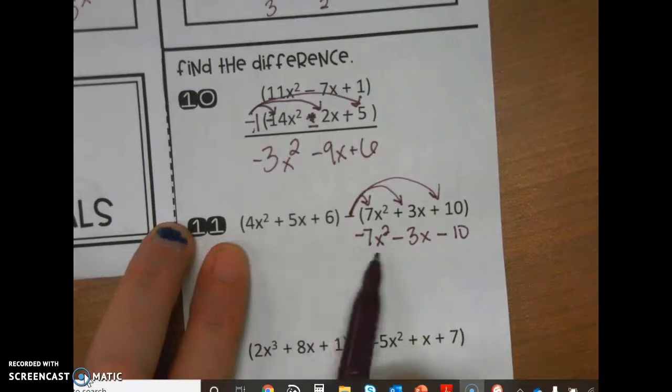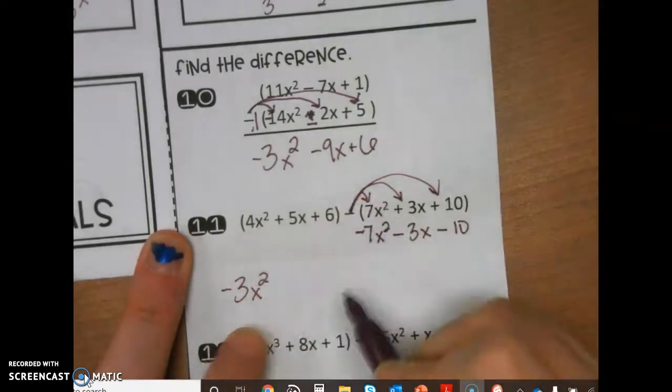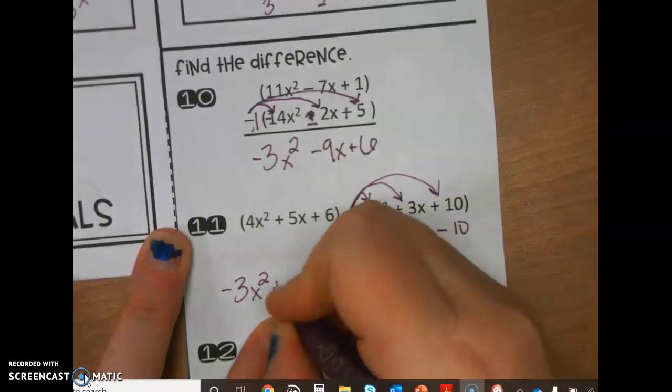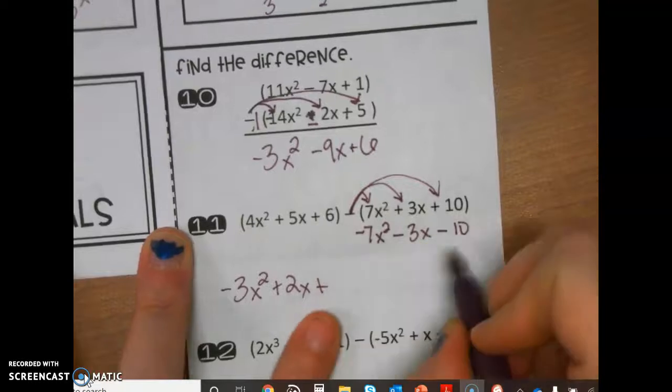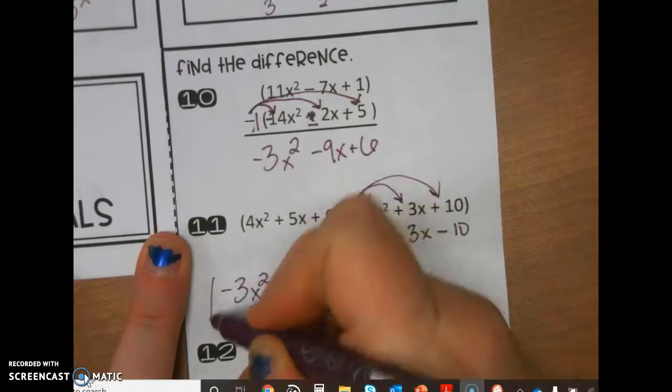So a -7 and a +4, -3x squared, +5, -3, +2x squared, 2x, whoopsies, 6 and -10, minus 4. Got ahead of myself.